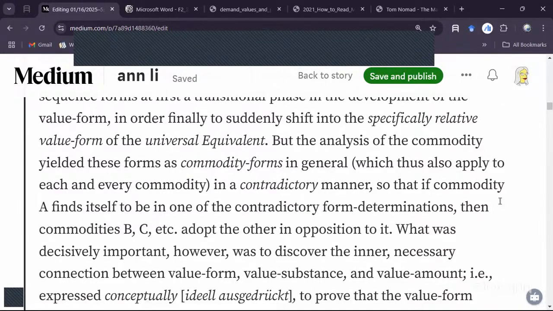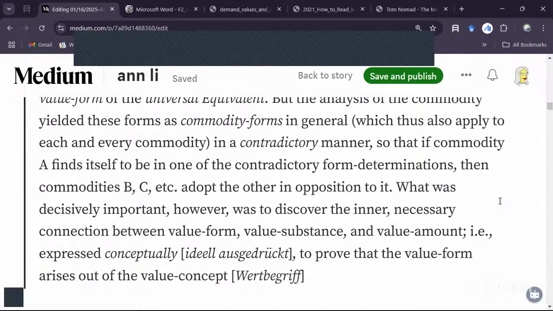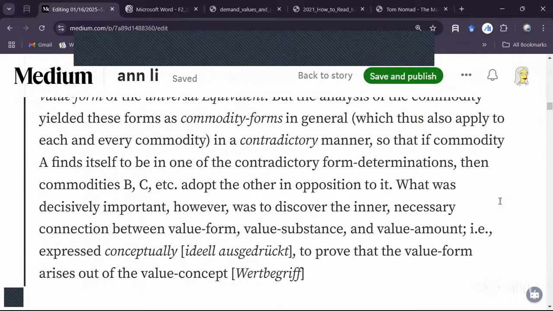All coffee beans are the same, I guess. "So that if commodity A finds itself to be in one of the contradictory form determinations, then commodities B, C, etc. adopt the other in opposition to it. What was decisively important, however, was to discover the inner necessary connection between value form, value substance, and value amount, i.e. expressed conceptually to prove that the value form arises out of the value concept."